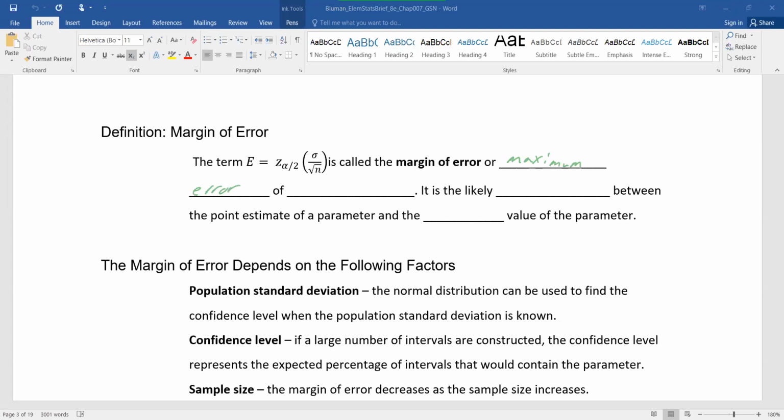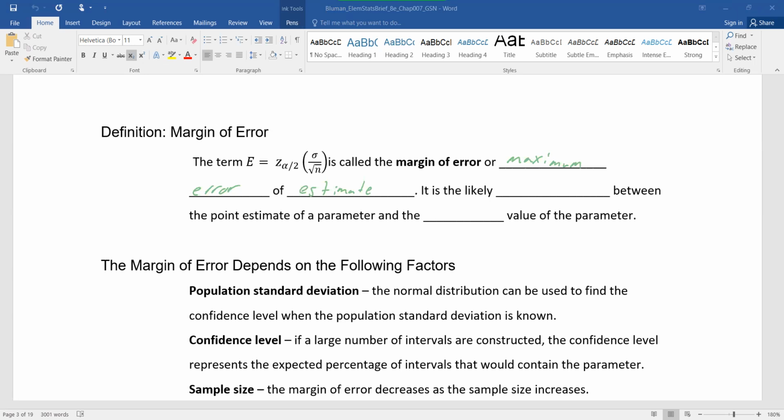These type of notes right here are great true or false questions or fill in the blank questions. So when you're studying for the next unit test, pay attention to these type of questions or notes. All right, and so again, this is the maximum error of an estimate.